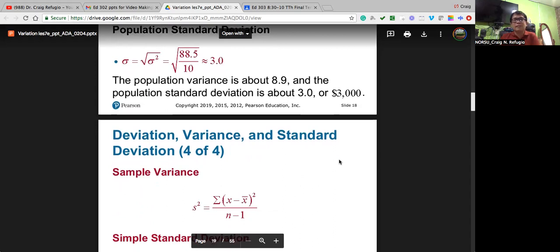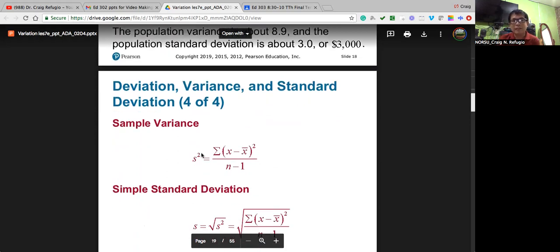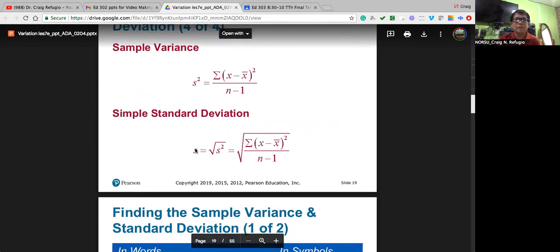So deviation, variance and standard deviation, still in terms of sample variance. We have s squared equal to the summation of quantity x minus x bar squared, divided by n minus 1. That small n refers to the sample, and the 1 is a constant. So we have sample standard deviation, which is the square root of the sample variance. So s is equal to the square root of s squared, and that is equal to the square root of the summation of quantity x minus x bar squared divided by n minus 1.